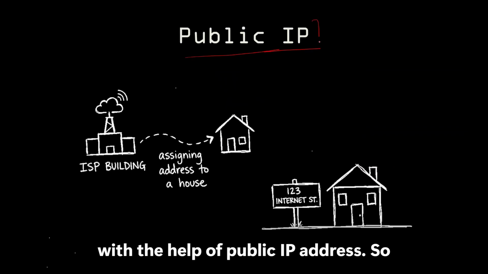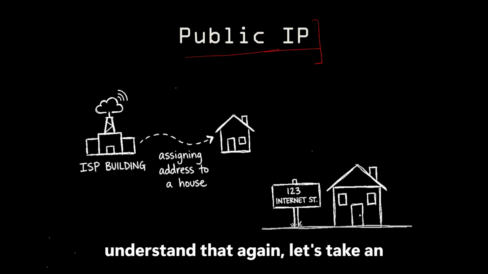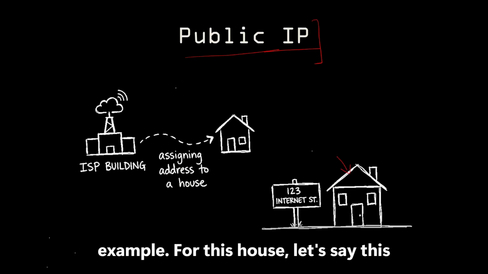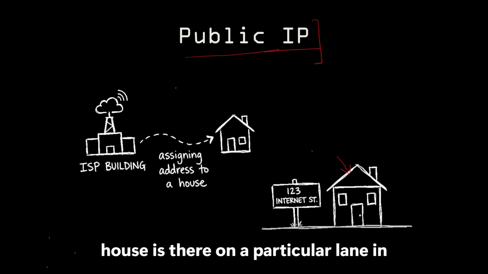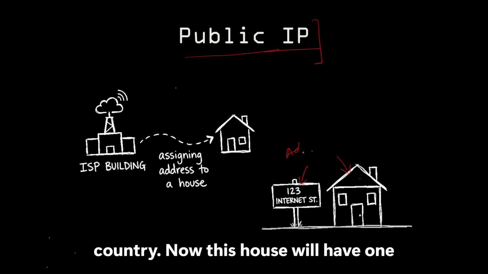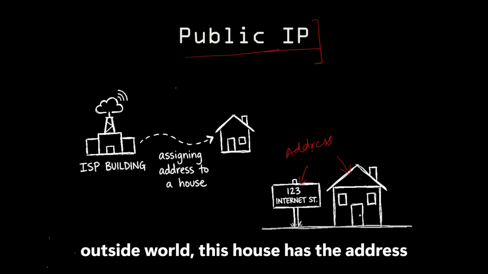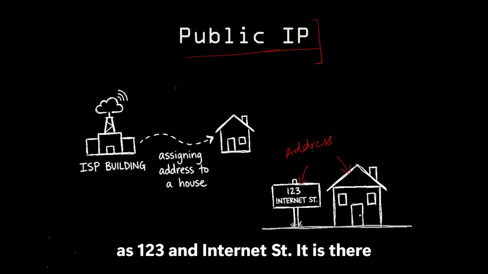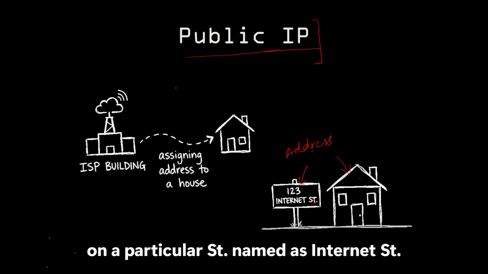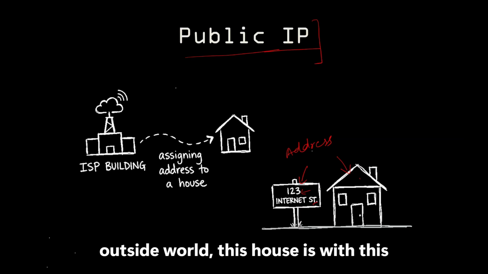Now, this is done with the help of a public IP address. So what is a public IP address? To understand that, again, let's take the example of this house. Let's say this house is on a particular lane in a particular city in a particular country. This house will have one address associated with it. For the outside world, this house has the address 123 Internet Street, where Internet Street is the street name and 123 is the house number.